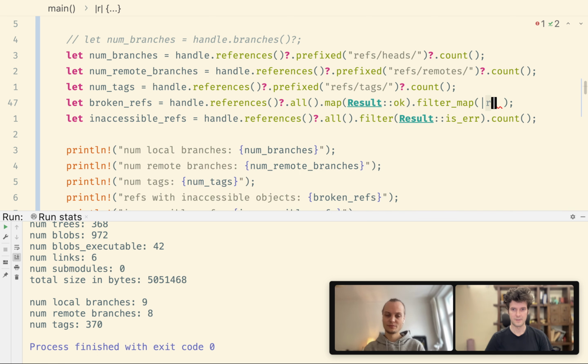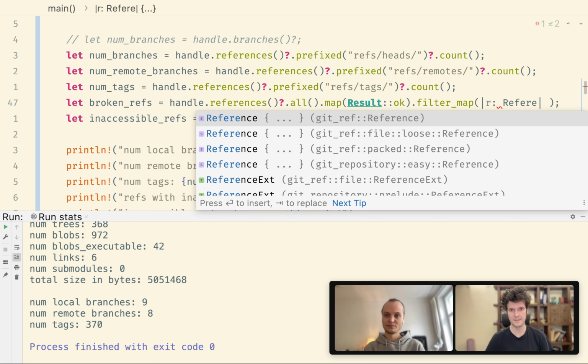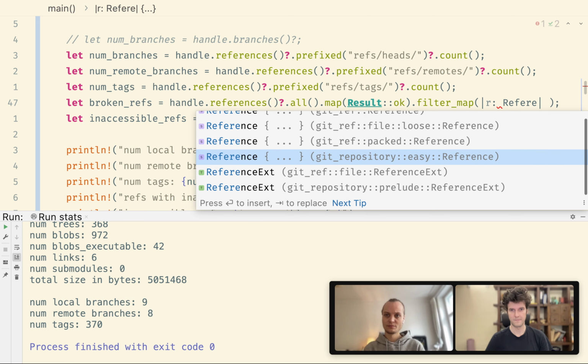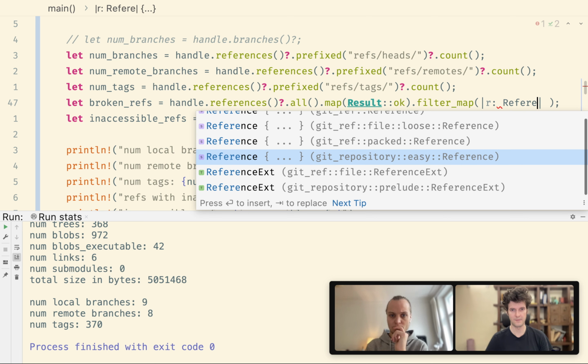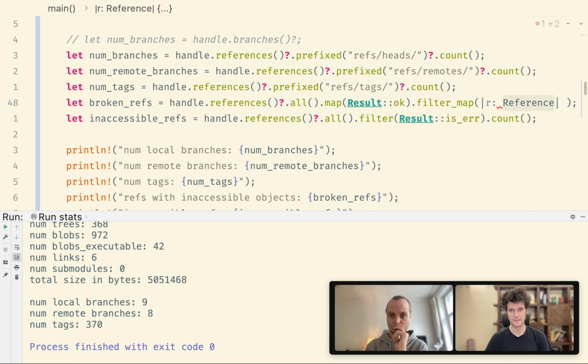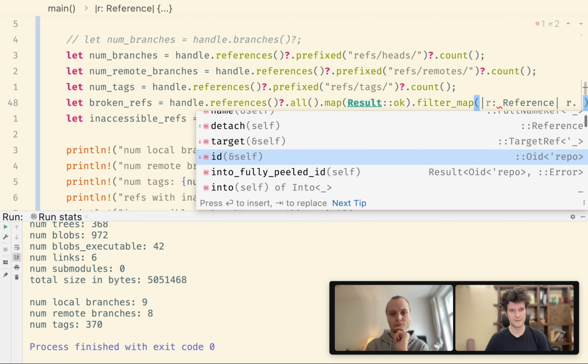Okay, it does not know what this is. Maybe we can give it a hint. This should be an owned reference that is an easy ref. So here, one of these. See, I skipped git ref, which is a plumbing crate, and used the git repository easy namespaced one, which these will always return. And now we have things like name, which might be the path actually, and the ID.